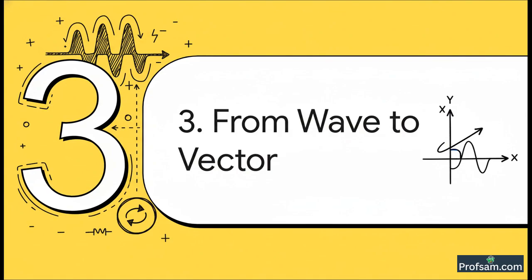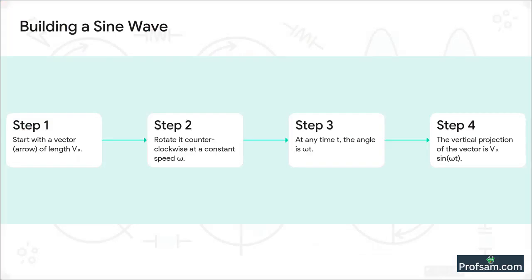Okay, so that's the core idea, the story behind it. But now, for our exams, we need to get a bit more formal, right? Let's build this concept of a phasor step by step, just like you would in your answer sheets. Look how simply we can actually build a sine wave. Step 1. We start with a vector, an arrow, and its length is equal to the peak voltage, V0. Step 2. We rotate this arrow counterclockwise at a constant angular speed, which we call omega. Step 3. At any given time t, the angle that it has turned through is simply omega times t.